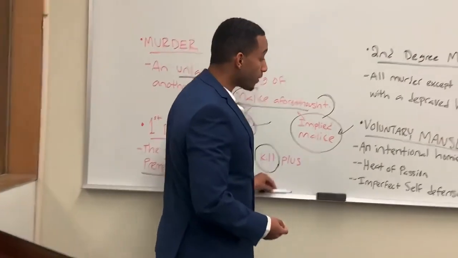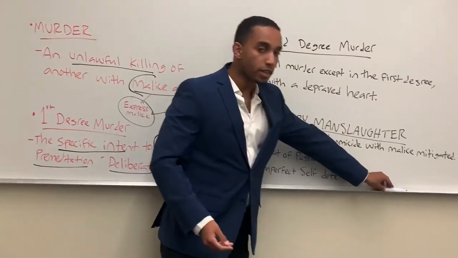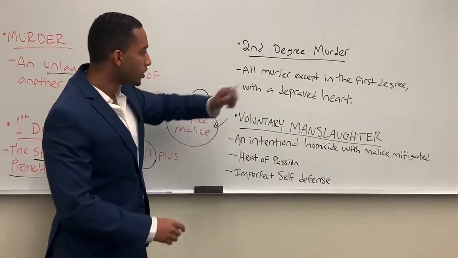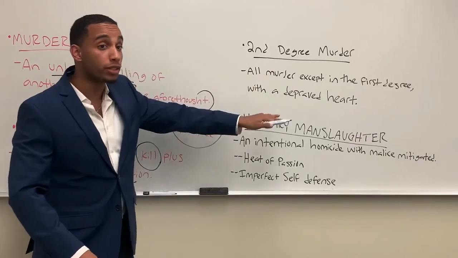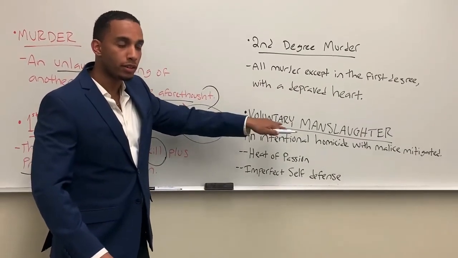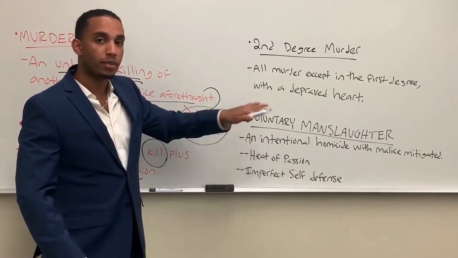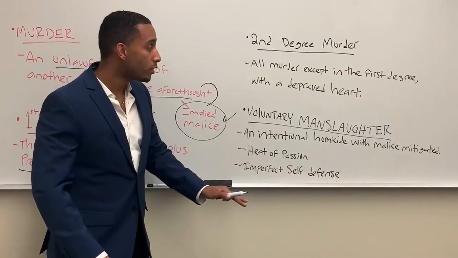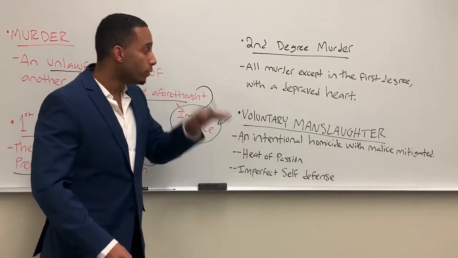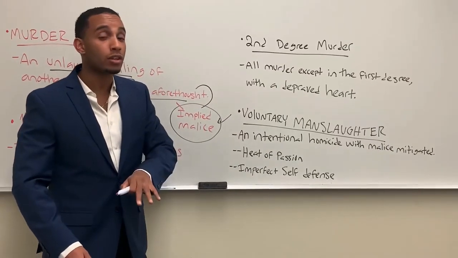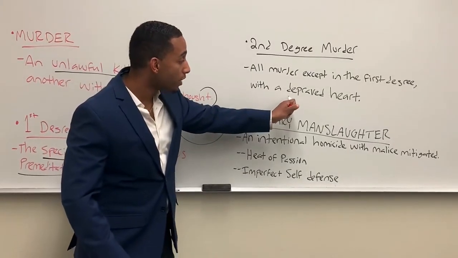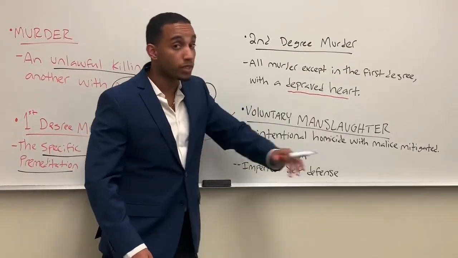Second-degree murder is very critical because it is very different than murder and also first-degree murder. So second-degree murder means all murder except in the first degree with a depraved heart. A depraved heart means that the defendant's acts were a conscious disregard for human life. That the defendant knew that his or her acts would be a total disregard for human life, and his or her acts will lead to someone's death.